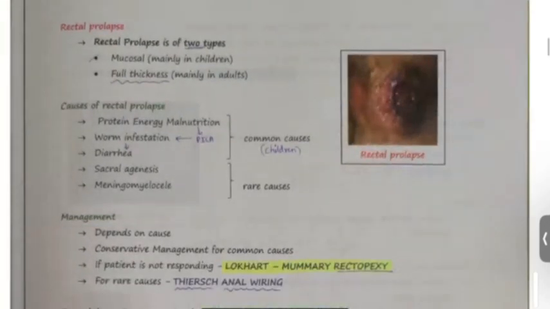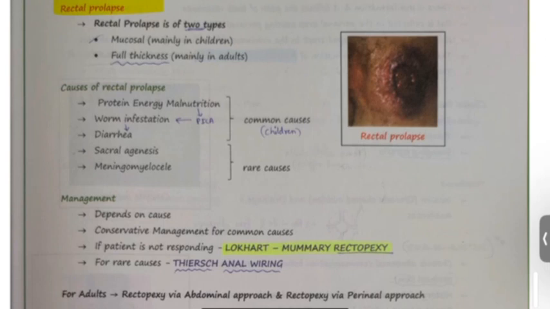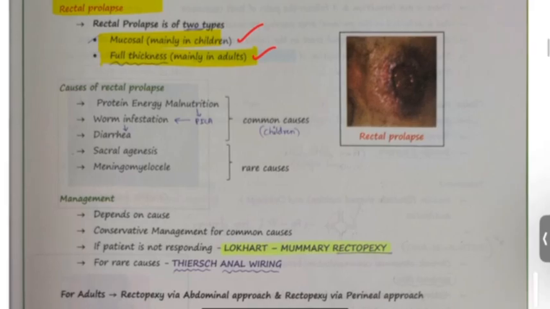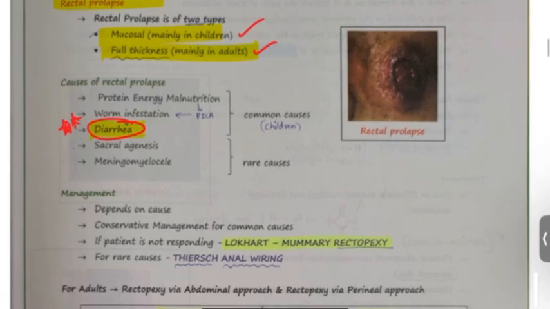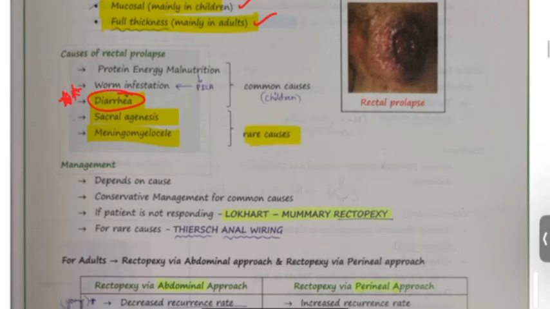Next disease being rectal prolapse. Okay, rectal prolapse is again of two types, that is mucosal rectal prolapse or full thickness rectal prolapse. In case of children it will be mucosal, in case of adults it will be full thickness rectal prolapse. So what are the main causes for rectal prolapse? Protein energy malnutrition, worm infestation, diarrhea. Basically, these all will cause diarrhea, and if there is excessive diarrhea, there will be increased risk for rectal prolapse. Other than that, there can be sacral agenesis or meningomyelocele, which are rare causes, that is neural tube defects. These can also cause rectal prolapse.